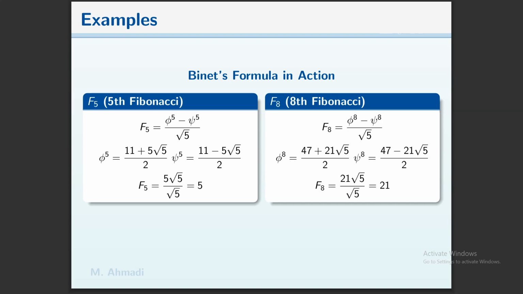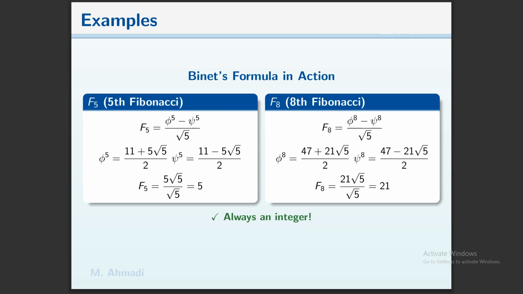And also F8, the 8th Fibonacci number, equals phi to the 8 minus psi to the 8 over square root of 5. Phi to the 8 equals 47 plus 21 multiplied by square root of 5 over 2, and psi to the 8 equals 47 minus 21 multiplied by square root of 5 over 2. So F8 equals 21 multiplied by square root of 5 over square root of 5, which equals 21. And so the result of the Binet formula is always an integer.